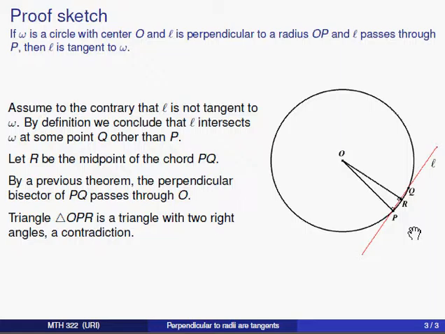Now that's a contradiction because in Euclidean geometry, the angles in a triangle should sum to 180 degrees. Now we already reach 180 degrees from these two angles, and that's not including any of the contribution from the angle centered at O. So we get a contradiction, and this tells us that the line L is in fact tangent to omega.